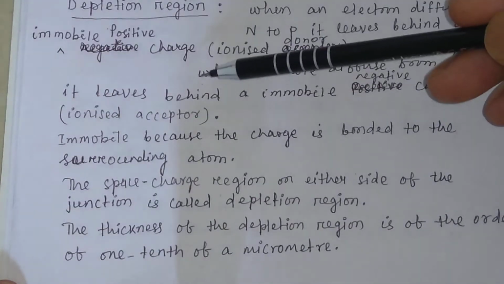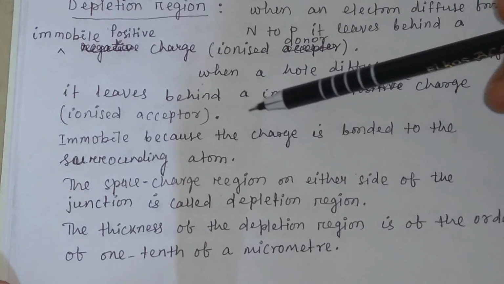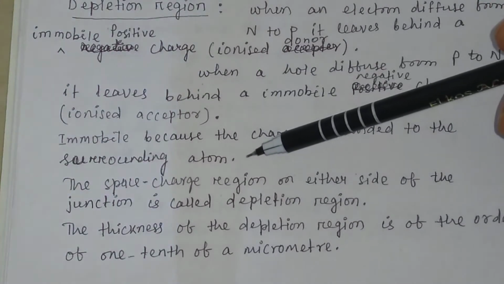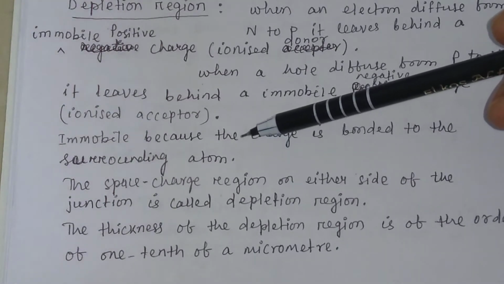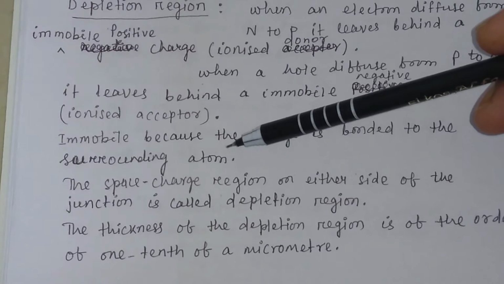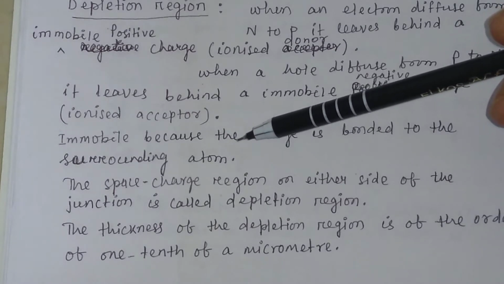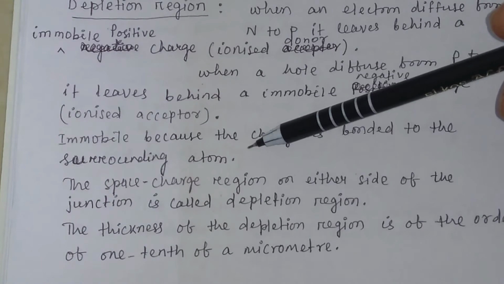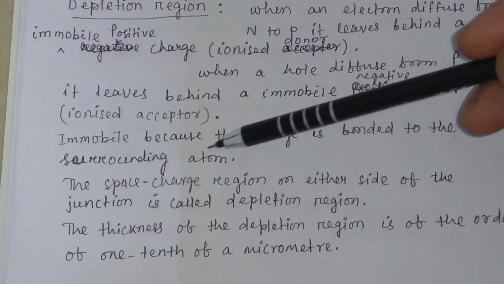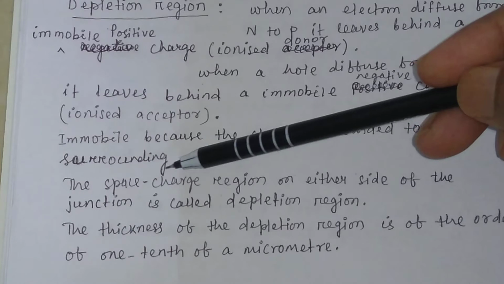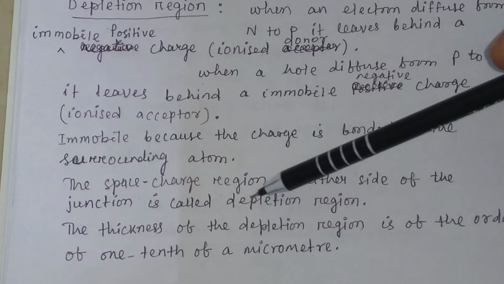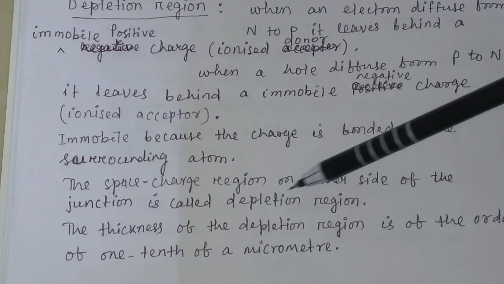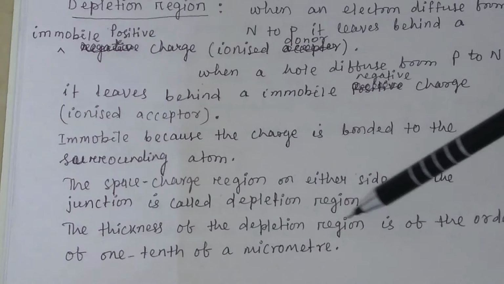Why do we say these are immobile charges? Because the charge is bonded to the surrounding atom. The charge is not separated from the atom, it is bonded to the surrounding atom. That is why it is called immobile charge. So a space charge is created in between the P and N junction. The space charge region on either side of the junction is called the depletion region. The thickness of this depletion region is of the order of 1/10 of a micrometer.